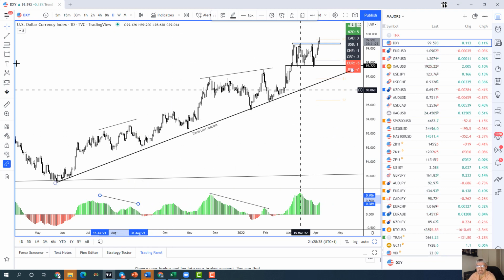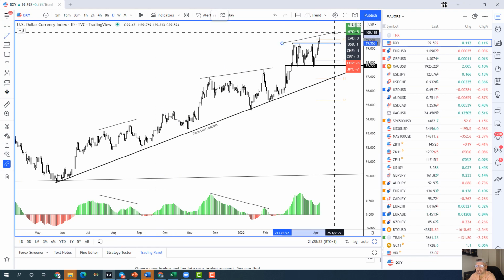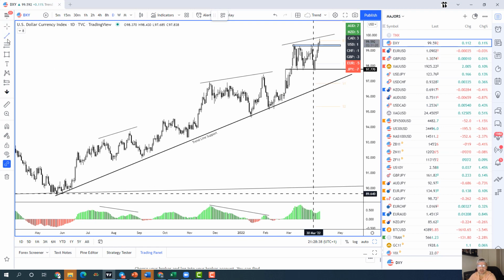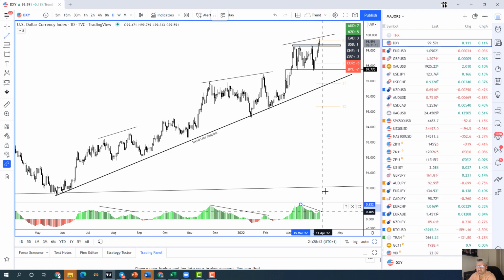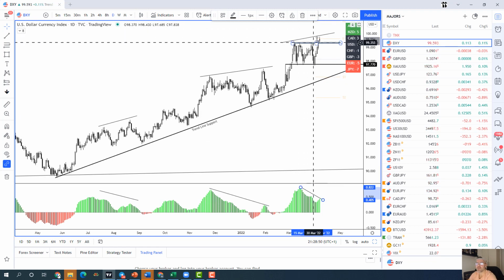Now, what do you notice about the most recent move after it's broken out of its near-term resistance level? We've got a new high in price. We have a lower high in our histogram, meaning that there is divergence on show at present. The move up is getting weaker. So how can we look at trading this?